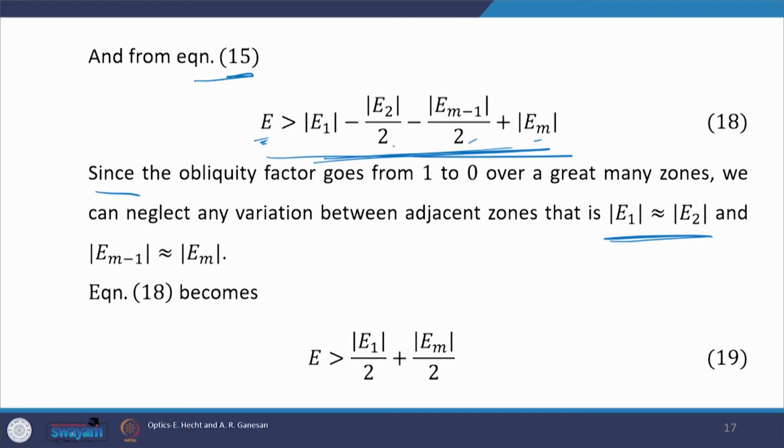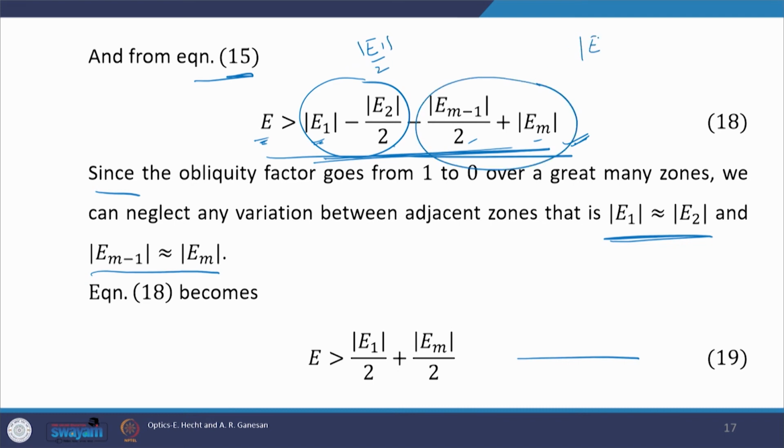And therefore, we can roughly assume that mod of E1 is almost equal to mod of E2, or mod of Em minus 1 is roughly equal to mod of Em. With this, the equation reduces to equation number 19, because now we assume mod of E1 is equal to mod of E2, and from here we get mod of E1 by 2. Similarly, we get mod of Em by 2. With this we get a modified version of equation number 18, which is equation number 19, which says E is larger than mod of E1 by 2 plus mod of Em by 2.